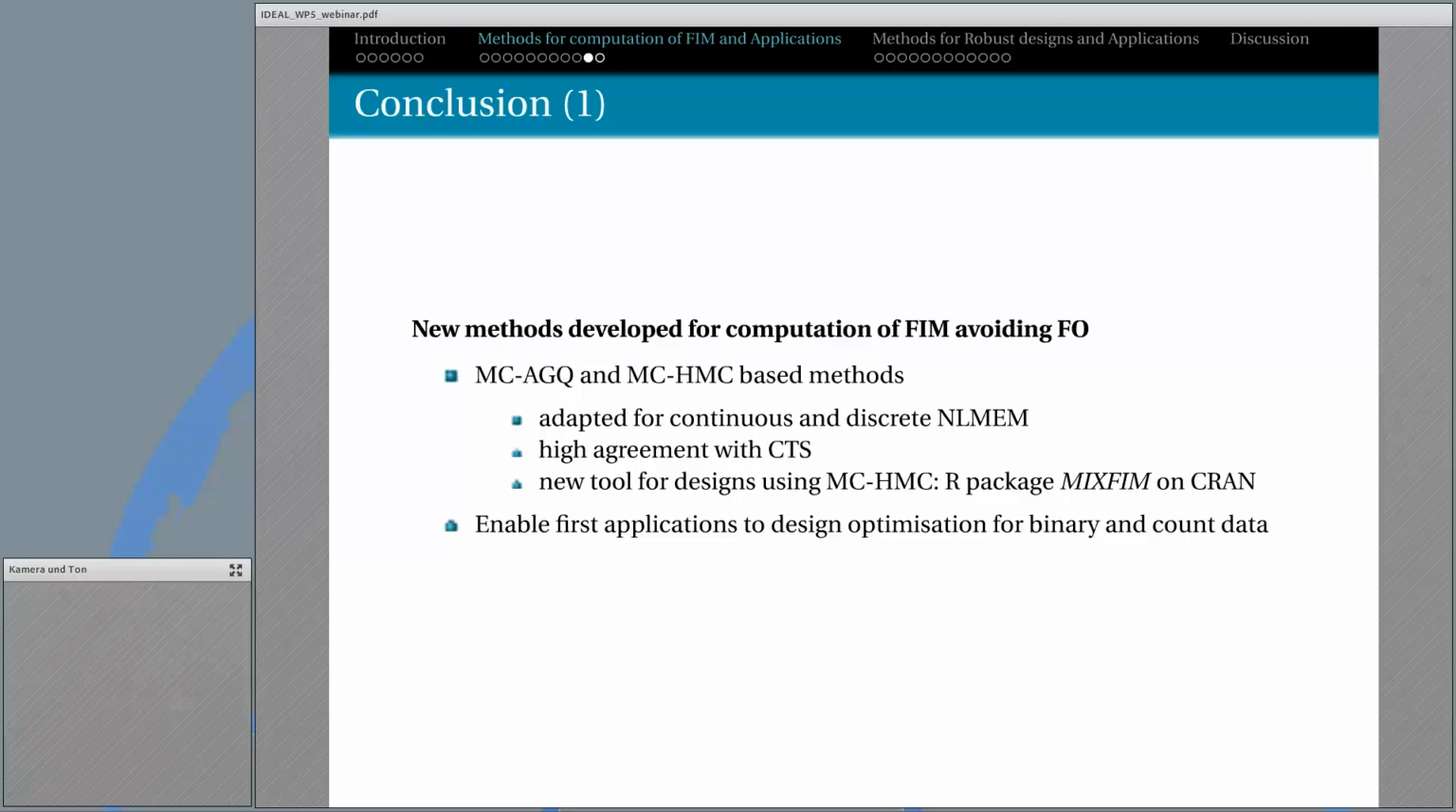So to conclude on this section, we have developed new methods to compute the Fisher information matrices in these generalized nonlinear mixed effect models, avoiding first-order approximation. We've proposed first a Monte Carlo adaptive Gaussian quadrature approach and second a Monte Carlo Hamiltonian Monte Carlo approach. Both can be used for continuous data but also for discrete nonlinear mixed effect models. We have high agreement with the clinical trial simulation, and these new tools can be used for designing studies, especially in small groups of patients. And you could use the MixFIM package, which is available on CRAN and which calls Stan to perform HMC. And to our knowledge, this is the first time that we applied this tool to perform design optimization and to show the influence of sampling times or of the dose on the Fisher information matrices and predicted standard errors.